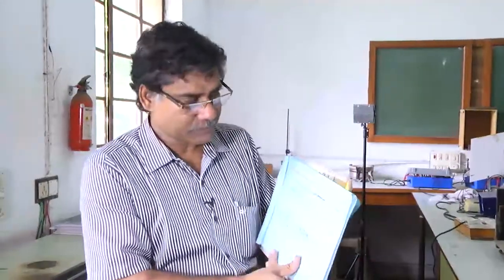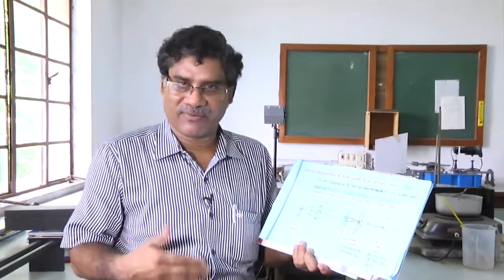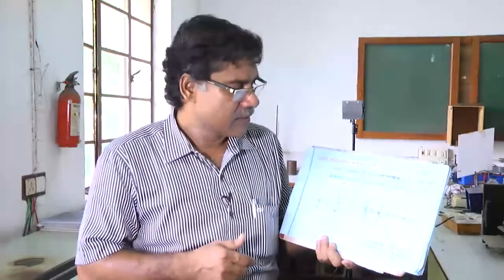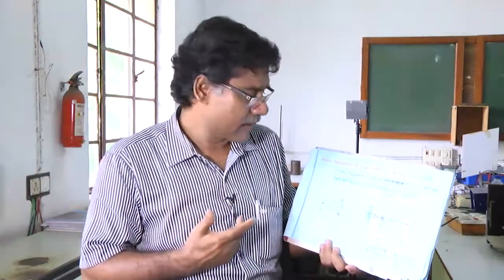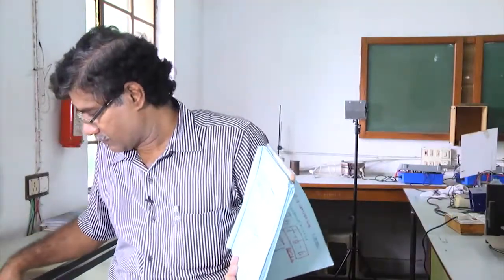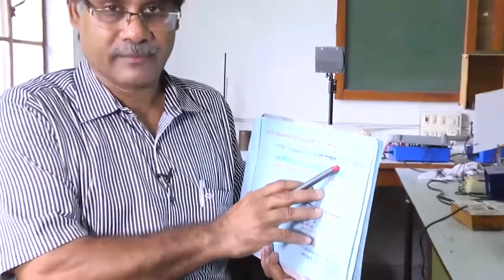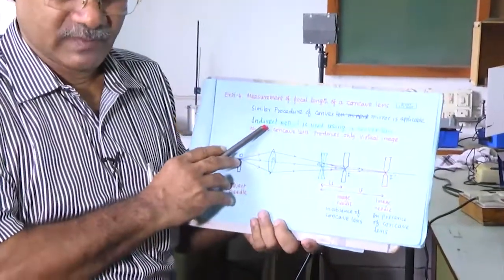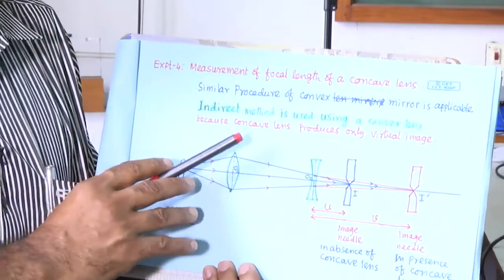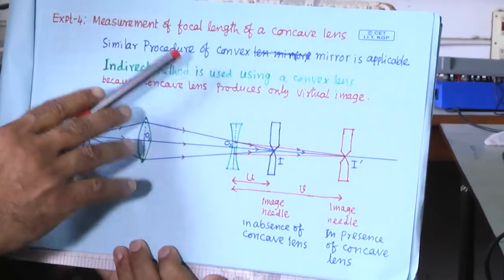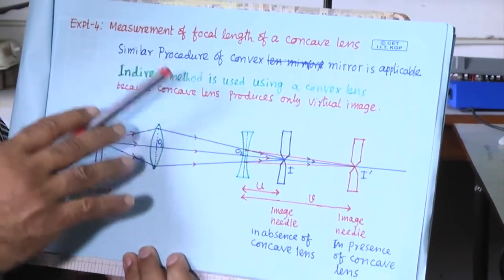So, now we will demonstrate how to measure the focal length of a concave lens. In the last class, I demonstrated how to measure the focal length of a convex lens. Again, this procedure is similar to that for a convex mirror. In convex mirrors, as we have discussed, you can only see the virtual and erect image. In the case of a concave lens also, we can see only a virtual image.